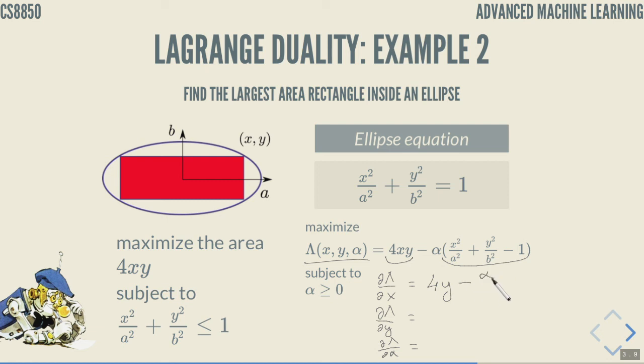Minus 2 lambda a squared x. And with respect to y, it is 4x minus 2 lambda b squared y. And the same we can do with respect to lambda: minus x squared over a squared minus y squared over b squared plus 1, and set everything to 0. And then we can flip the sign, it doesn't matter.